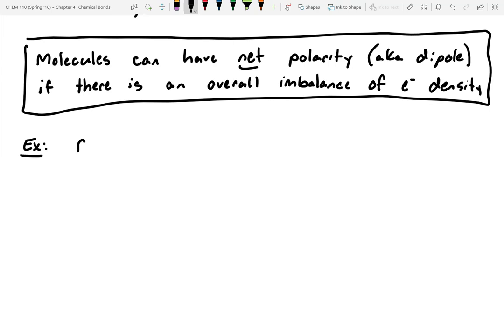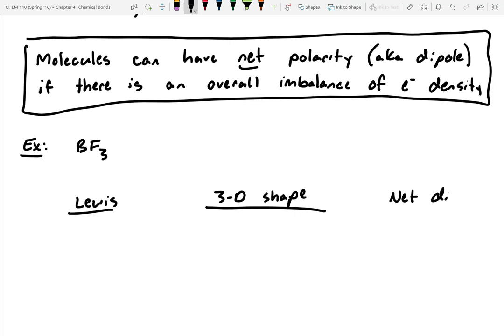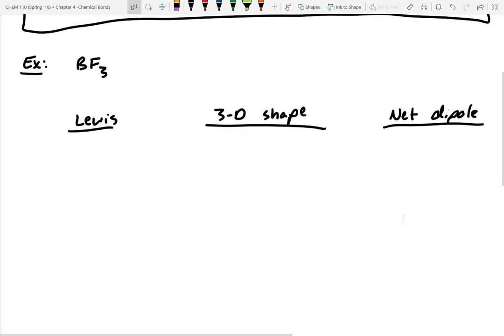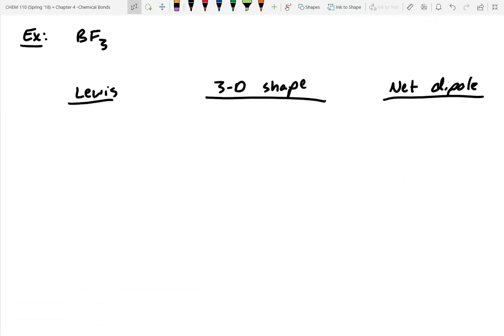Let's do boron trifluoride, that's BF3. And we'll draw the Lewis structure over here. And then we'll do its 3D shape over here. And then we'll determine if there's a net dipole. Not individual dipoles, but this time a net dipole. So for example, with boron, I put it in the center. I'd say 3 fluorines around it, like that.